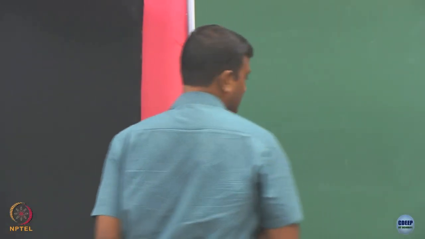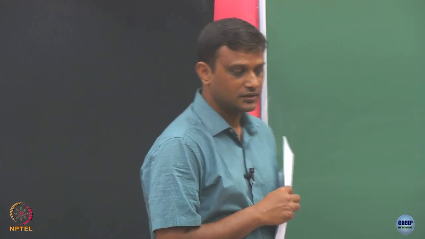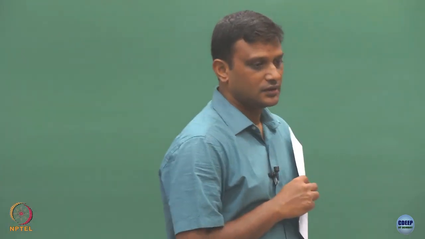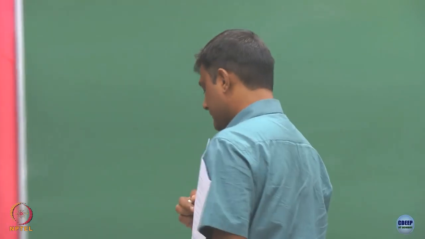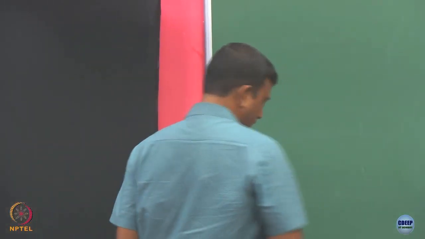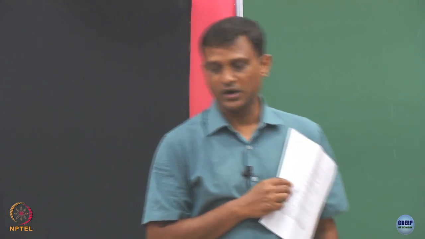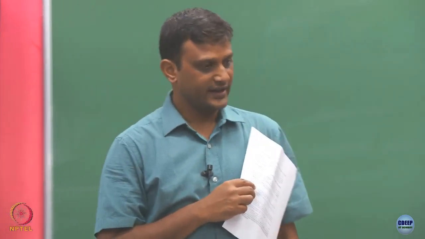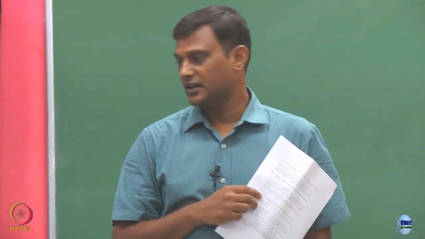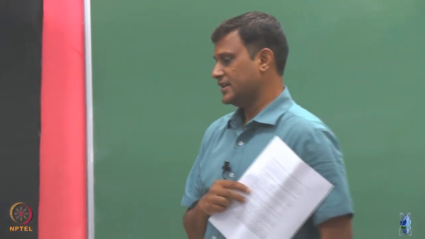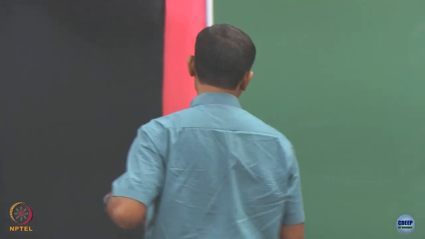So, in the last class, we started talking about hitting times and recurrence times, right? We defined what we mean by different states, like what is a transient state and what is a recurrent state. For the recurrent state, we further classified it as positive recurrent and null recurrent. And then we started defining what we mean by the mean number of visits.